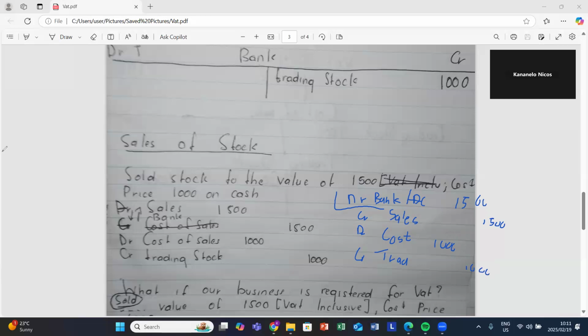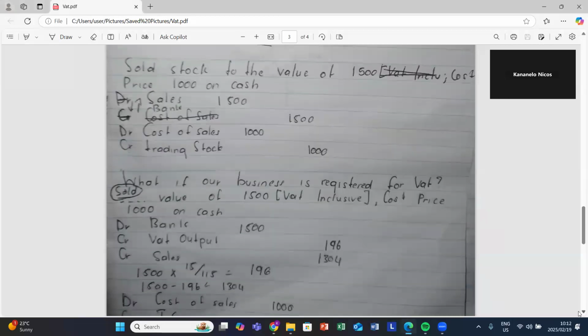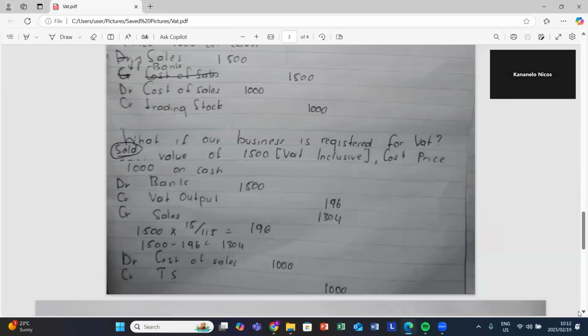But then if they say that we sold it on credit, we're going to write that as control here. You're going to write that as control. Simple. So the only thing that I was going to change was with regards to our bank. But then what if our business is registered for VAT?